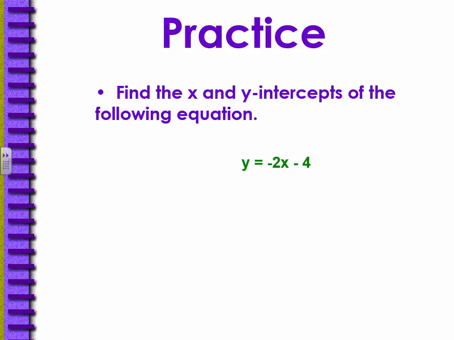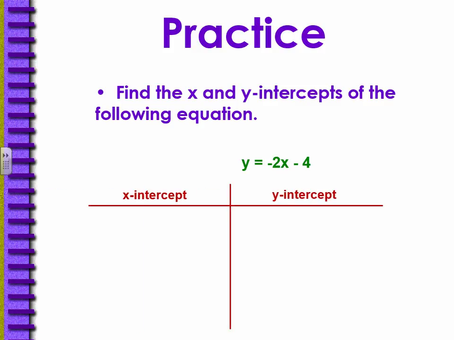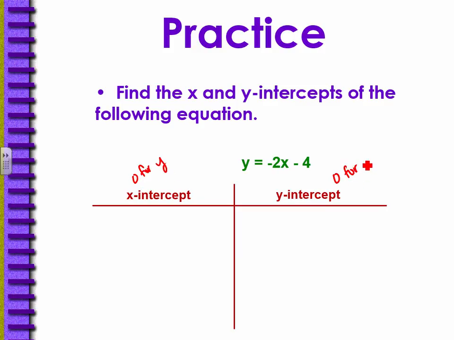All right, so take a moment to practice finding the x and y intercepts of this equation. So pause, and when you're done, click play and we'll check it. Okay, so for our x-intercept, you should be putting 0 in for y. And for the y-intercept, you should be putting 0 in for x.